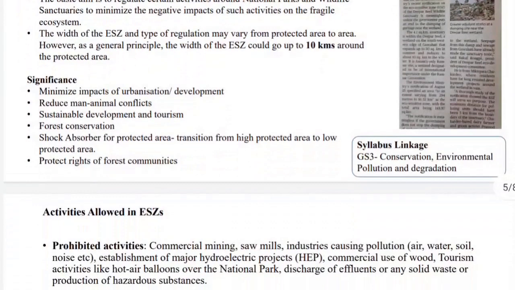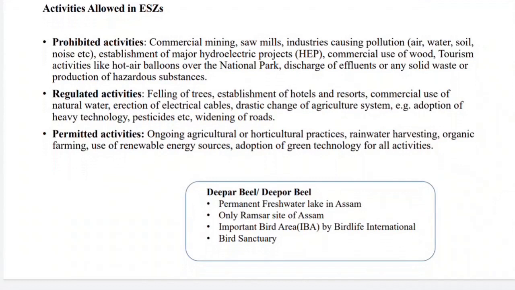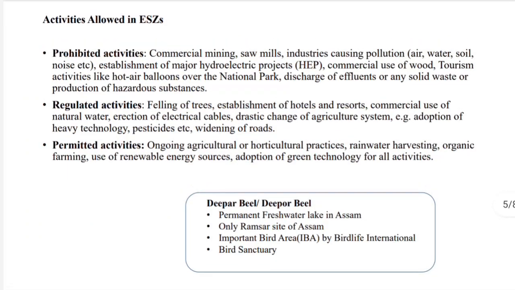Now let us look into the classification of the activities that are allowed in ESZ. So the activities which are prohibited include commercial mining, sawmills, industries causing pollution, and establishment of major hydroelectric projects. Activities that are regulated include felling of trees, establishment of hotels and resorts for tourism, commercial use of natural water, erection of electric cables, and such activities. Activities which are permitted include ongoing agricultural or horticultural practices, rainwater harvesting, organic farming, and use of renewable energy resources.